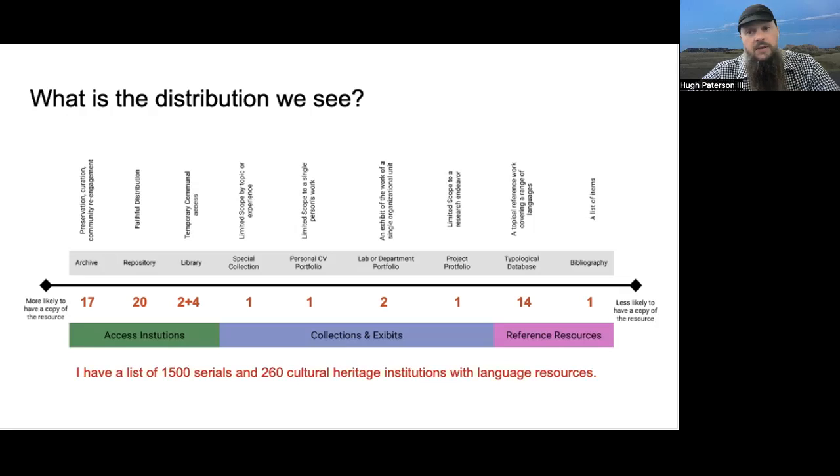Now, we may think that 63 is a large number of participants, but I would like to point out that in my own research, I found 1,500 serials. These would be journal serials that could and perhaps ought to be aggregated into OLAC. And additionally, just in my research, I found 260 cultural heritage institutions with language resources. I keep a list of those in Google spreadsheets if people want to collaborate on that. But I think the ability to expand the offerings in OLAC is exponential.